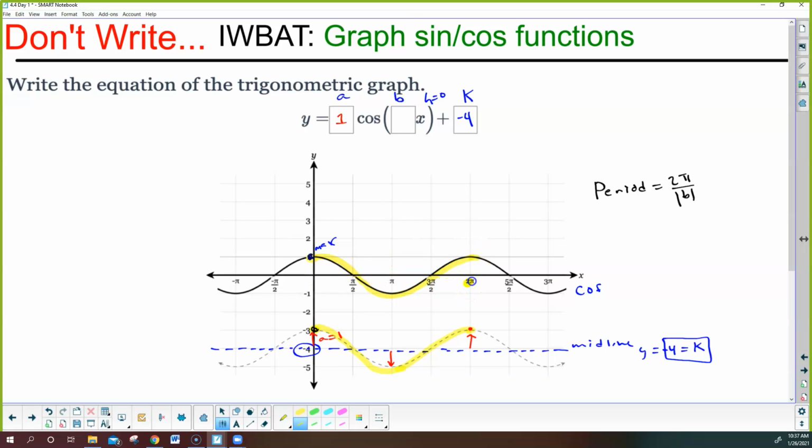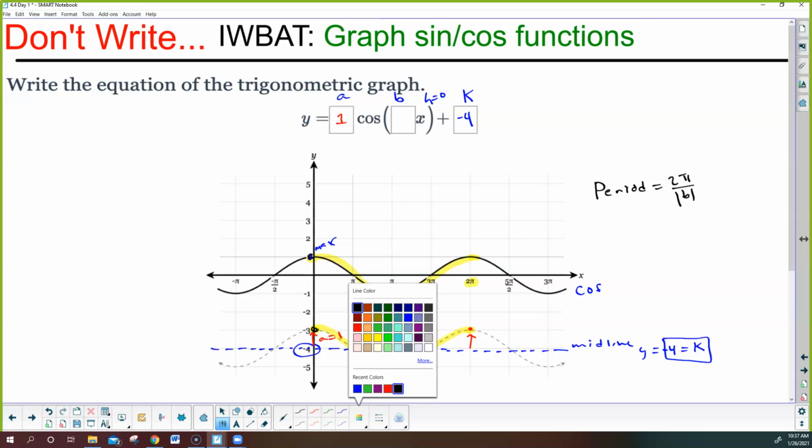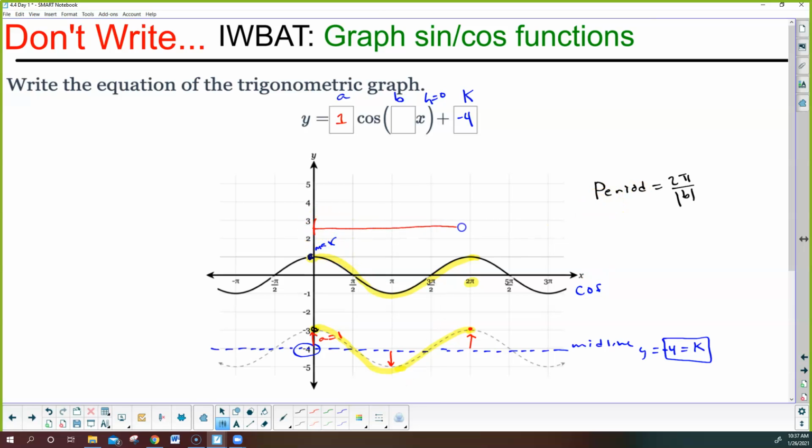How long does it take? It takes 2 pi. So the period, the distance from here to here, the period is equal to 2 pi. So I'm going to replace this. That's not the b value, right? 2 pi is equal to 2 pi over b.